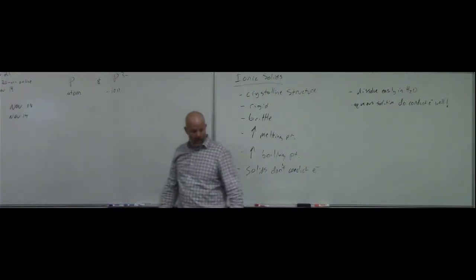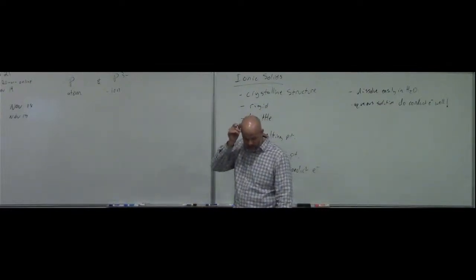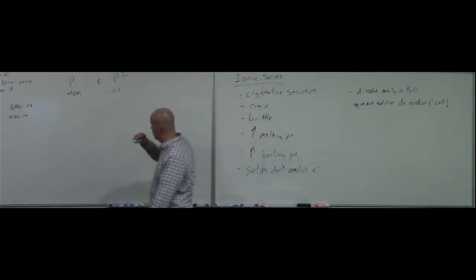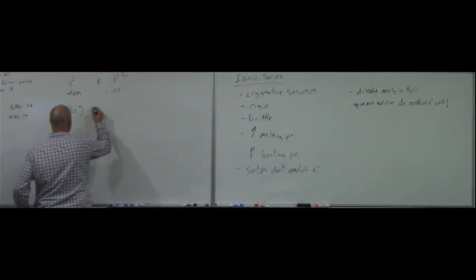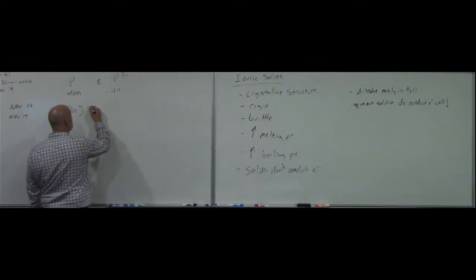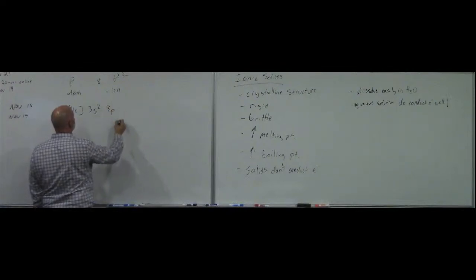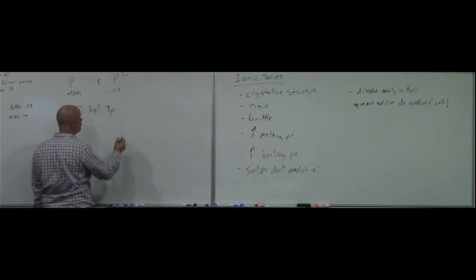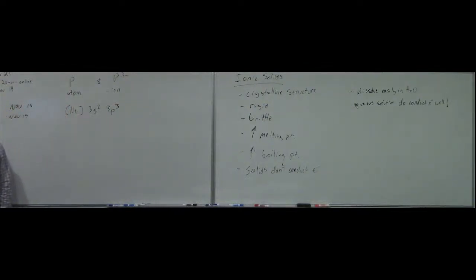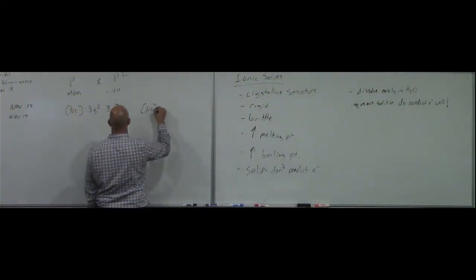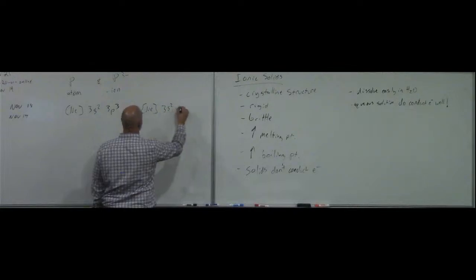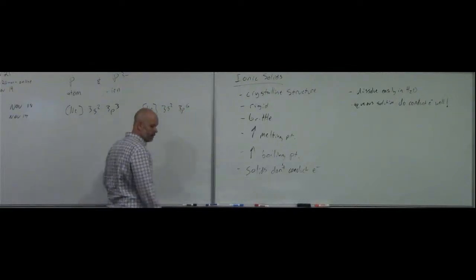Good. Now, its previous noble gas is going to be neon, right? So I can go neon, and then 3s2, and 3p what? 3p3. And for my other one, it's going to be neon, 3s2, and 3p6. Okay, very good.